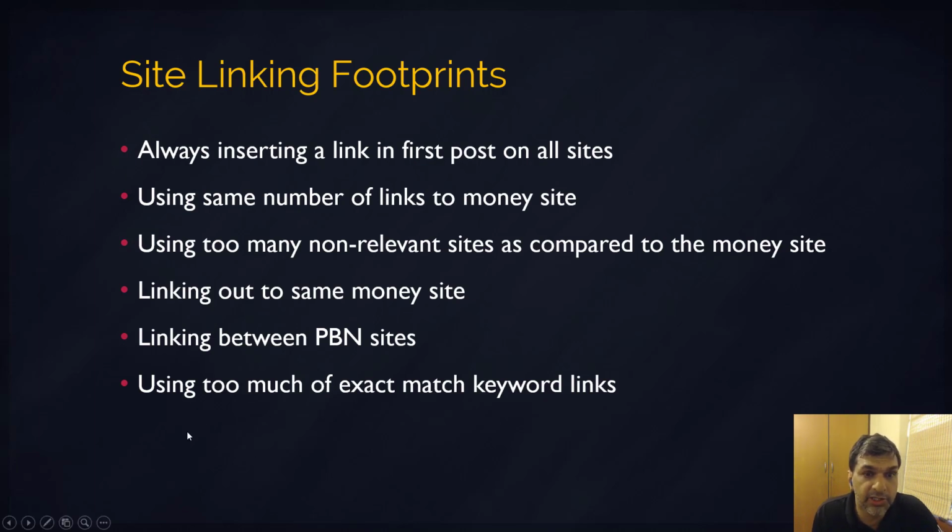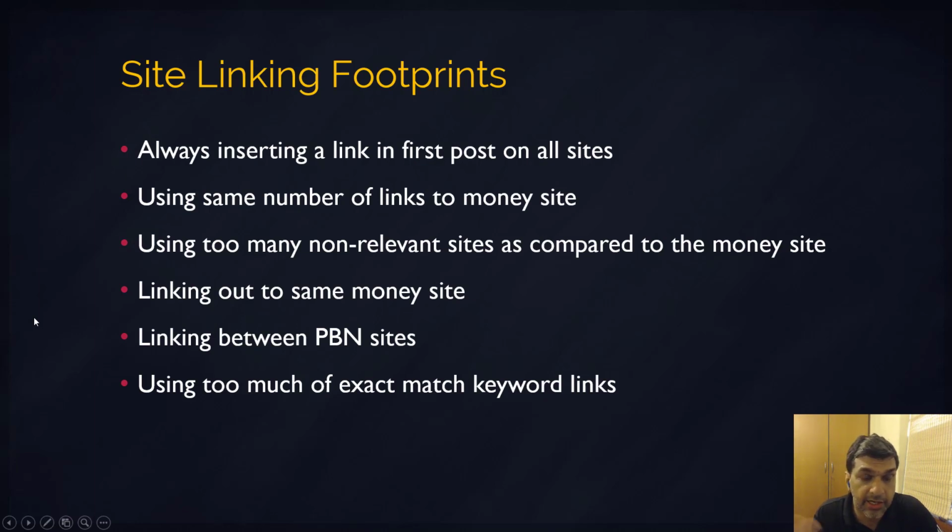The other one is using the same number of links to your money site. So if all your PBN sites have 3 links each to your money site from 3 different locations within each of them, then that's a footprint, because all of them have 3 links going to your money site. Of course, if they all have one link going to your money site, that's not much of a footprint. But if they all have the same number, like 2 or 3 or 4, just vary things a little bit. Sometimes don't keep all of them as 1, even though 1 is not that severe a footprint, but just try and mix it up.